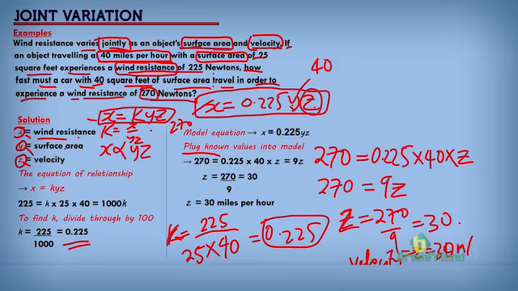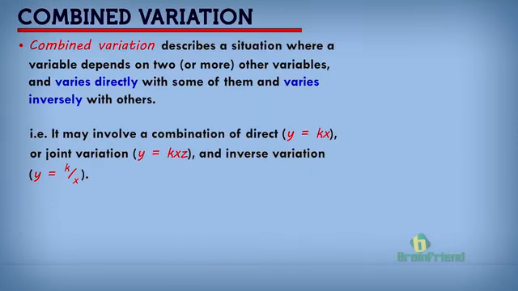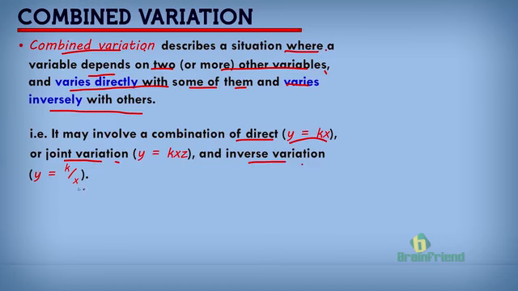30 miles per hour. The next type of variation we learn about is called combined variation. Combined variation simply describes a situation where a variable depends on two or more other variables, and it varies directly with some of them and also inversely with some of them. So it's a combination of direct variation and inverse variation. It may involve a combination of direct variation or even joint variation and inverse variation.